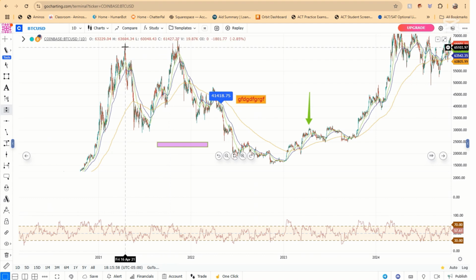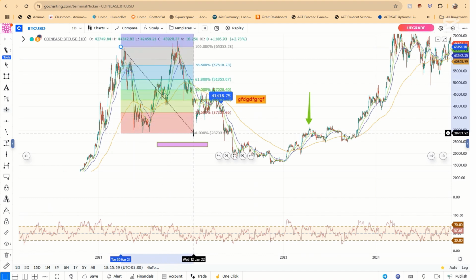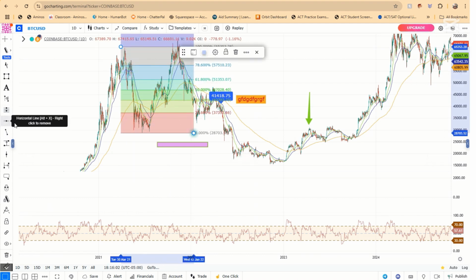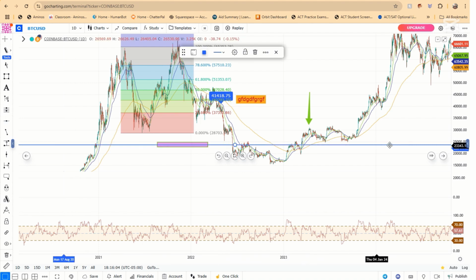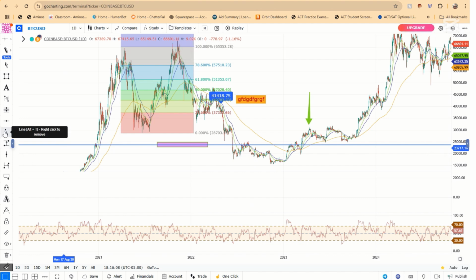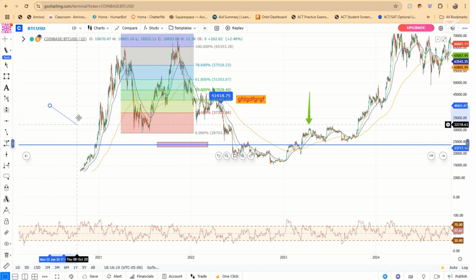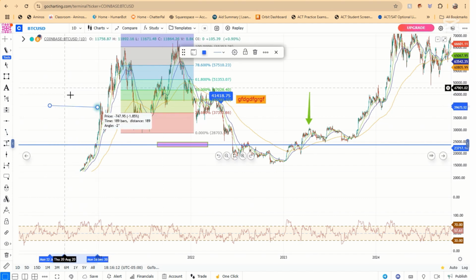You can go Fibonacci retracements like this. Here's a line. You can then draw a line all across. It shows your prices over here and where that line's at. You can draw an actual line, like a trend line, going up and down. And that's about it. I mean, there's lots of other tools you can put on here too, but that's the majority of them.